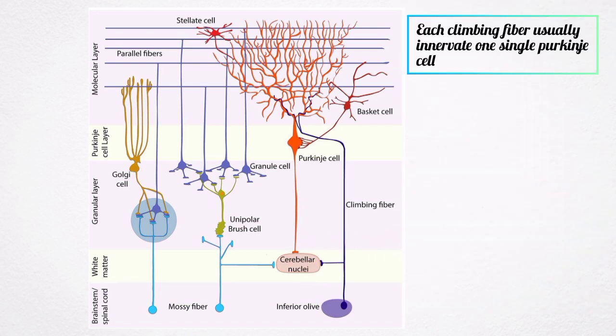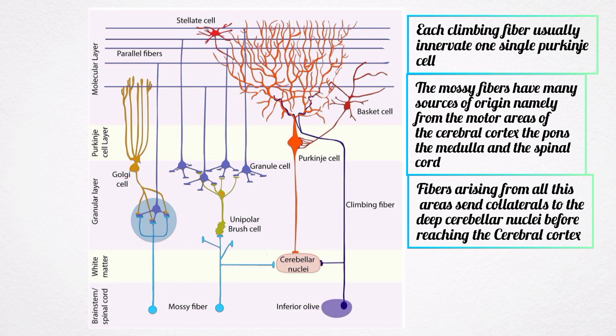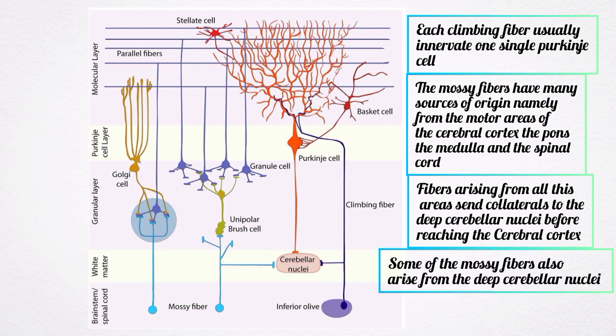Each climbing fiber usually innervates one single Purkinje cell. Unlike the climbing fibers, the mossy fibers have many sources of origin, namely from the motor areas of the cerebral cortex, the pons, the medulla, and the spinal cord. Fibers arising from all these areas send collaterals to the deep cerebellar nuclei before reaching the cerebellar cortex. Some of the mossy fibers also arise from the deep cerebellar nuclei.